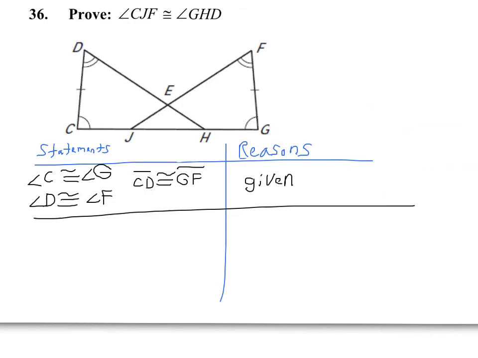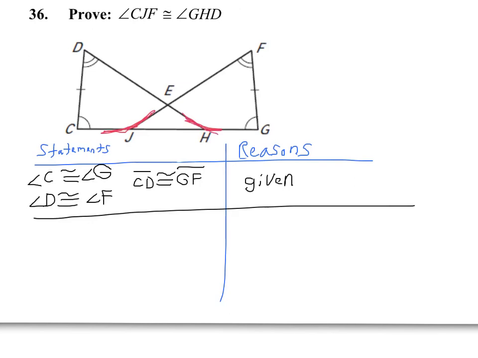Okay, the last problem. In number 36, our last proof here, we have 2 intersecting triangles, as you can see, and ultimately what we're trying to prove is that angle CJF, that's this angle right here, is congruent to angle GHD, that's this angle right here.